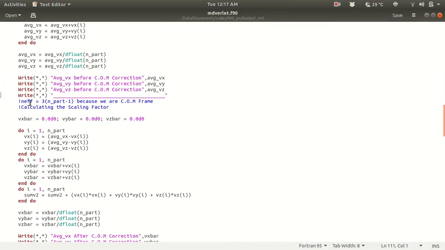Now I will be needing one more thing. I have to be in the center of mass frame, so I have to subtract these average values from the velocities.